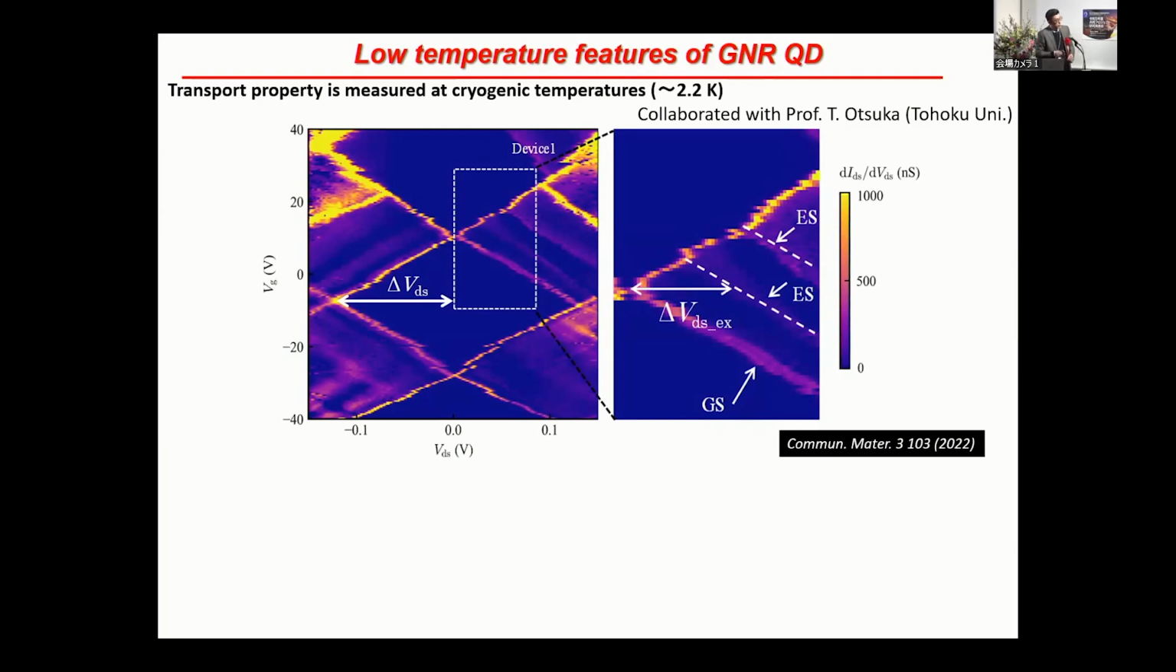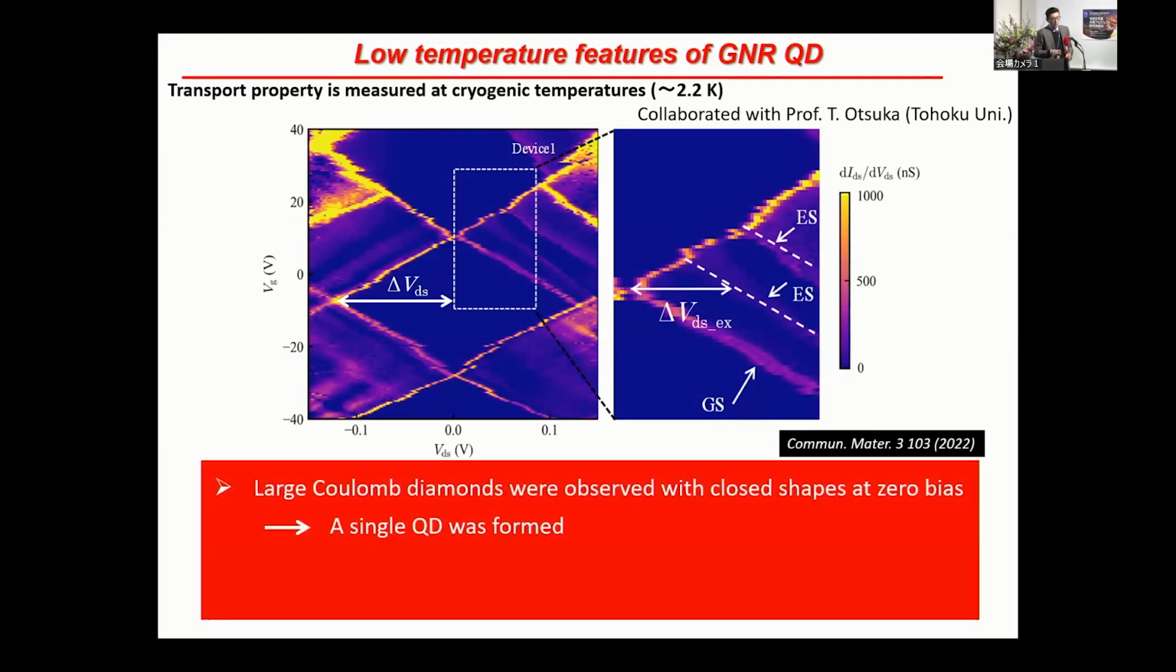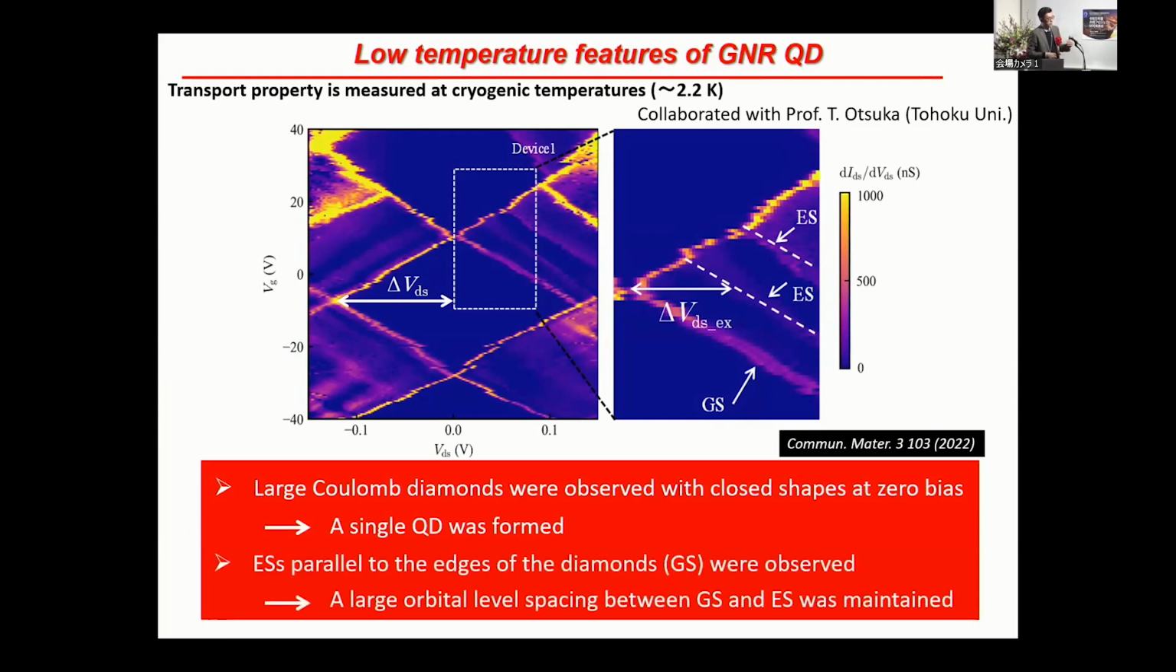And not only the diamond shape, but so many multiple straight lines also appear here and here. So this is definitely the excited state, and a clear energy spacing between the ground state and excited states can be observed in our real graphene nanoribbon-based quantum dot devices. So this is definitely a big advantage in terms of spin qubit applications.